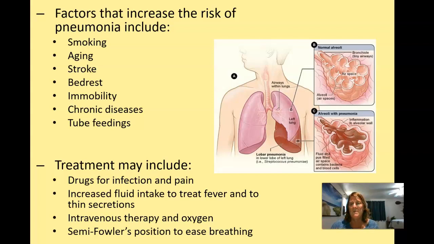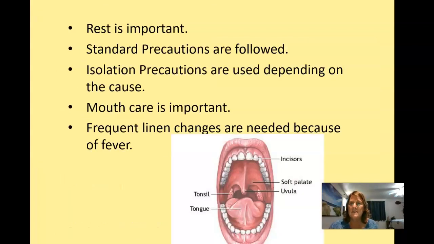So when people do have pneumonias, we're usually giving them drugs for infection and pain. We want to increase fluid intake to treat fever and to thin the secretions so they can cough them out easier. They might get IV therapy and oxygen therapy and at least a semi-Fowler's position to ease breathing. Rest is important. Standard precautions when we're caring for these people are important. And as far as isolation precautions, it would depend on what's causing the pneumonia.